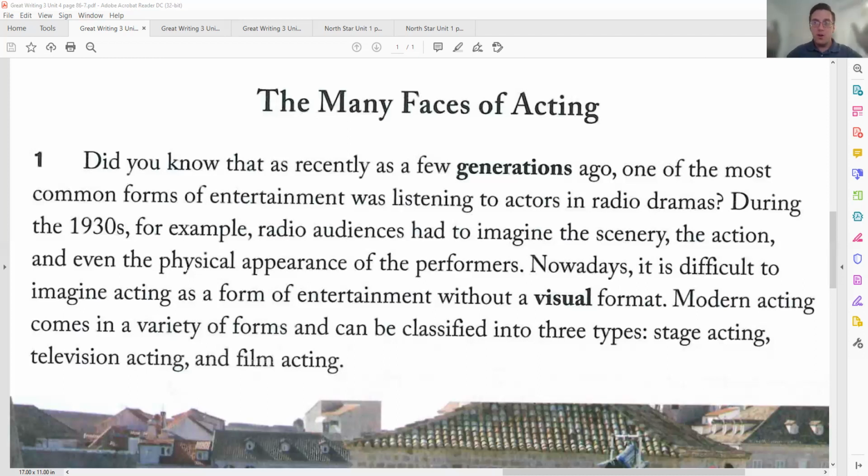After you hook your audience in with some kind of question or interesting fact, after you introduce your topic with a little background information or a little historical information, then you give your thesis statement, the main idea. And the main idea here is that we're talking about three types of acting. So we're going to be writing a classification essay. Let's look at the rest of the essay.